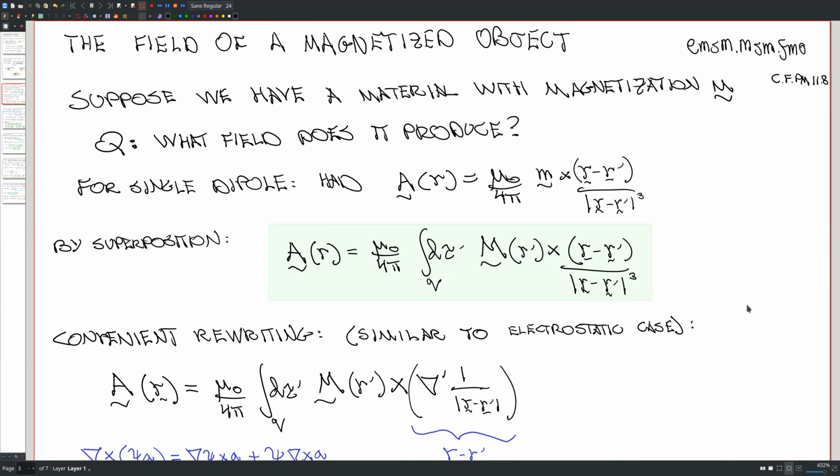Now that we've discussed the concept of magnetization, we can try to put it into the systems of equations that we've developed up to now, to see what kind of field can be produced by a chunk of matter having a certain given magnetization M. So where do we start from?